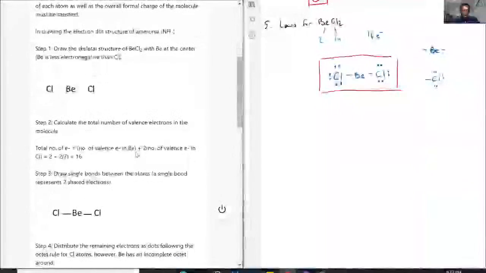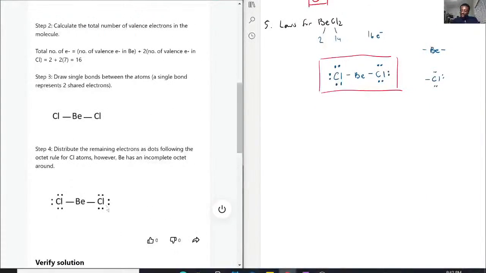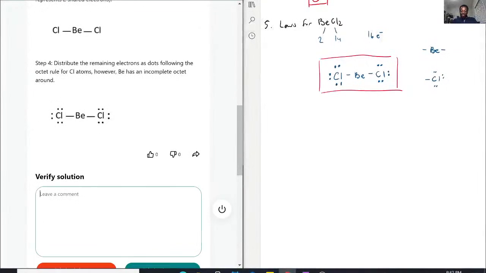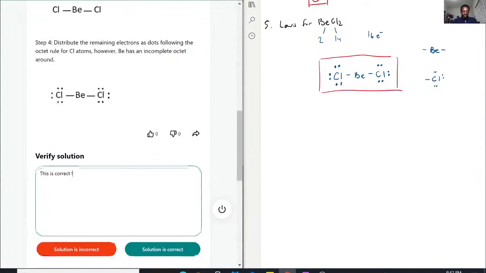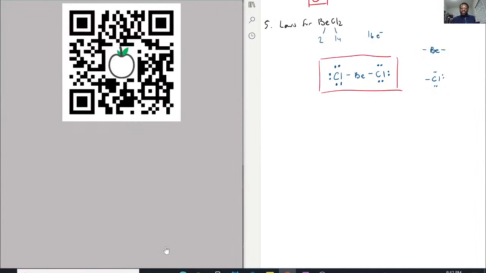They drew the skeletal structure, then they had 1 bond in between them, and then they filled in the rest of the octet. So this is indeed perfect. So that being said, this is correct. And now we're done with question number 5 and are good to move on to question 6.